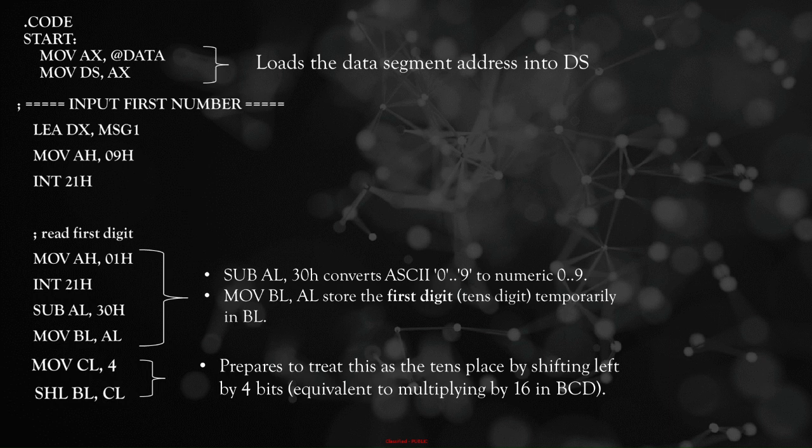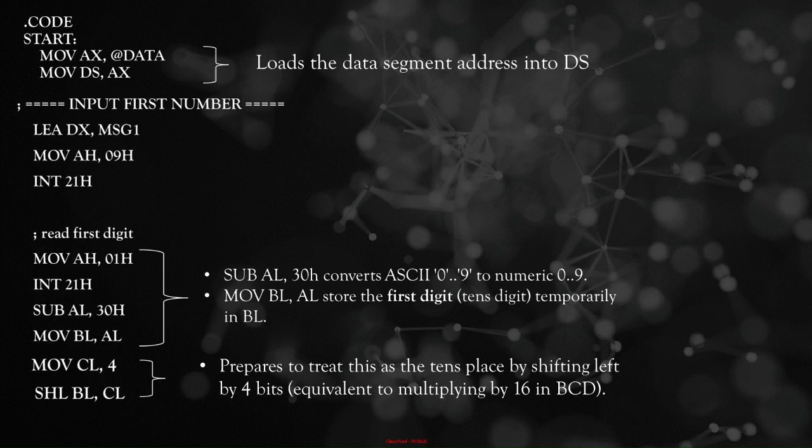Now, this begins the code segment. At the label start, I initialize the data segment: mov ax, @data loads the data segment address into AX, and mov ds, ax copies it into DS so the program can reference the data labels like msg1, num1, and so on.